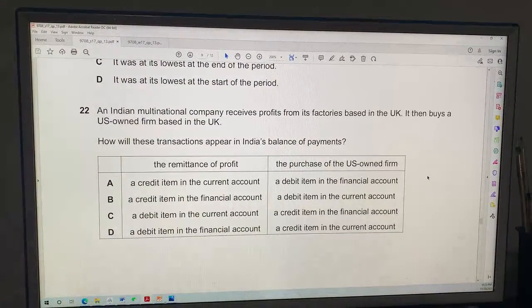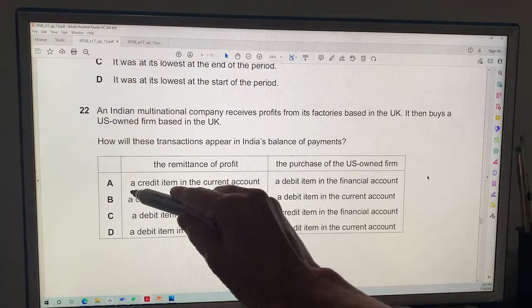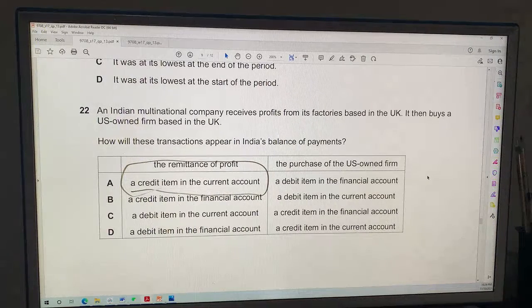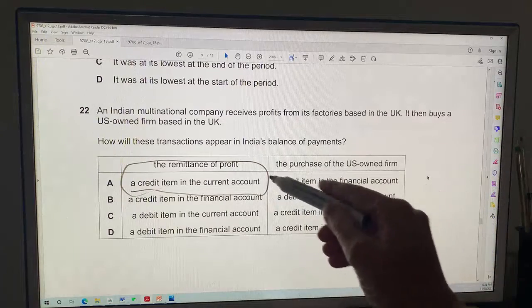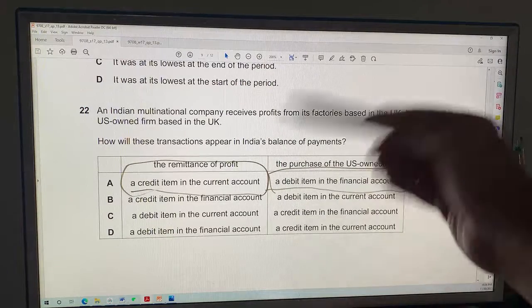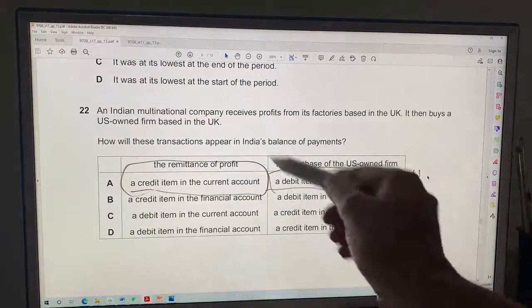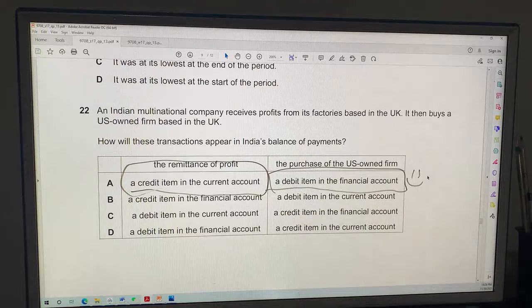So, let's see. How will these transactions appear in India's balance of payments? The remittance of profit is a credit in the current account. That's part of your primary income in the current account. And the purchase of the US-owned firm will be a debit item in the financial account because that's money going out. But that's good, that's investment. And these two will balance each other. Maybe they're not the equal amounts, but they will offset each other. So the answer for 22 must be A.